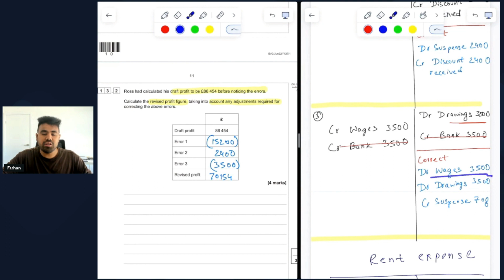So if we are debiting wages by £3,500, we are essentially saying that expenses are going up. So if expenses are going up in value, the costs of the business are going up. And if the costs are going up, then the profit should go down. So therefore, on that basis, if you want to fix this error within the calculations for profit, you'll have to show it in brackets, which reflects that this is being subtracted again. So once you do all the calculations, you end up with a revised profit of £70,154.